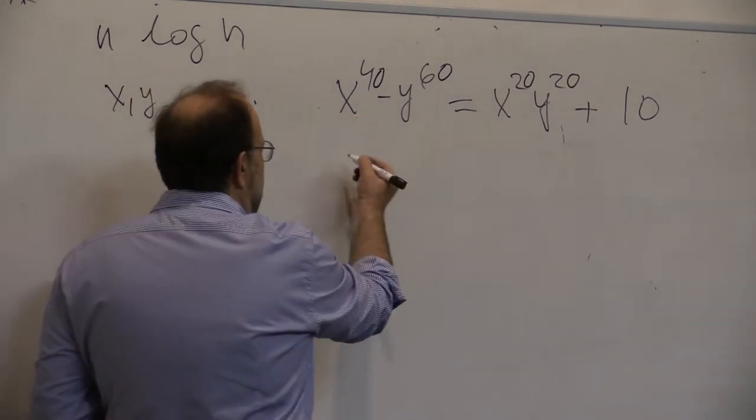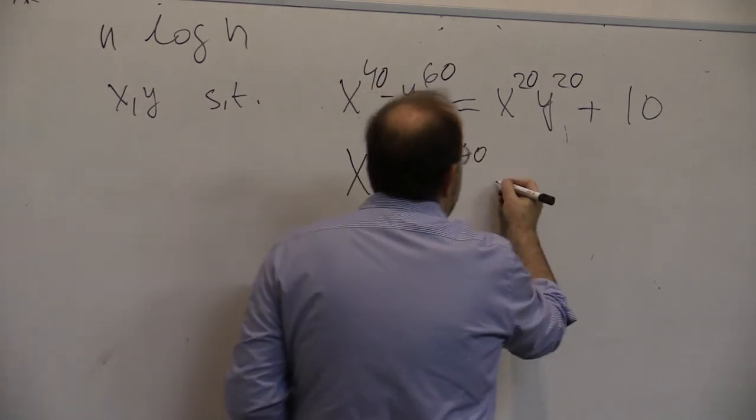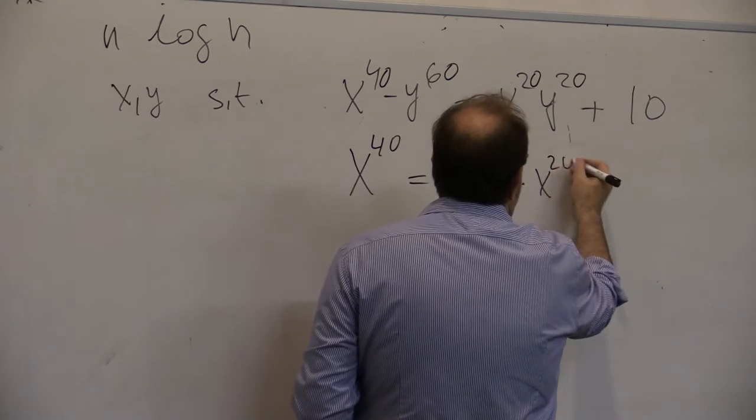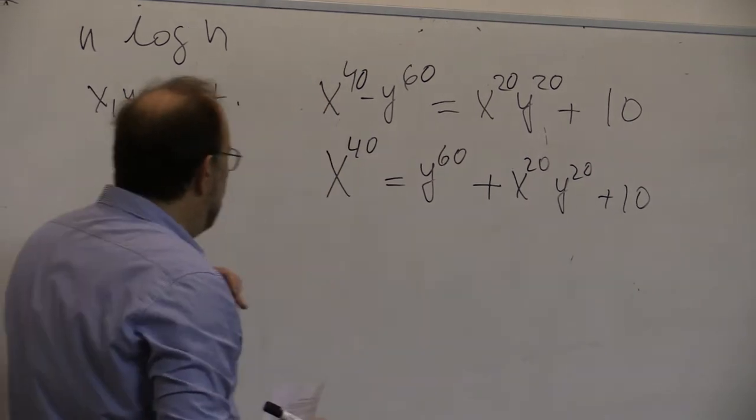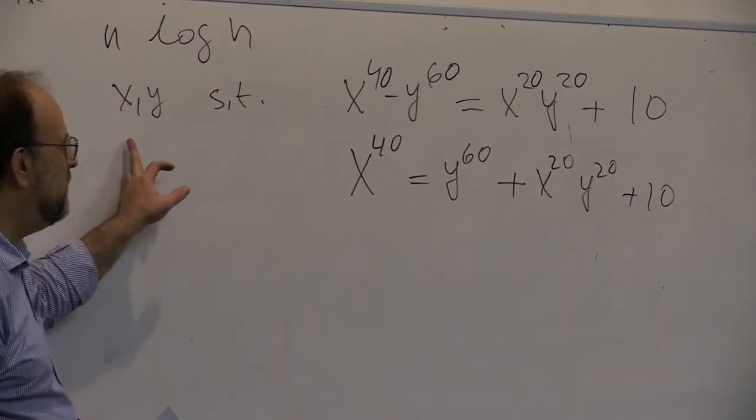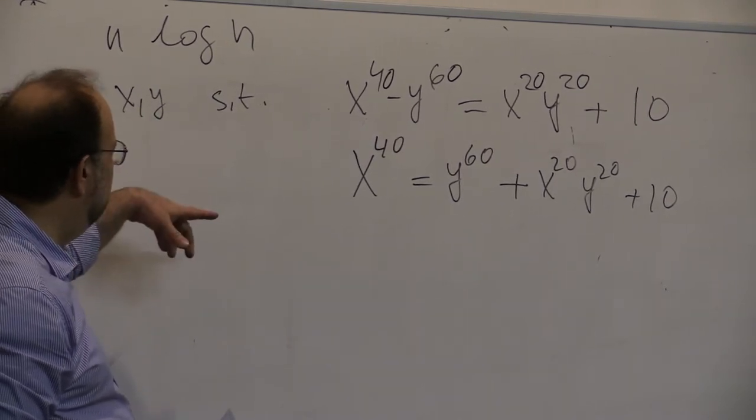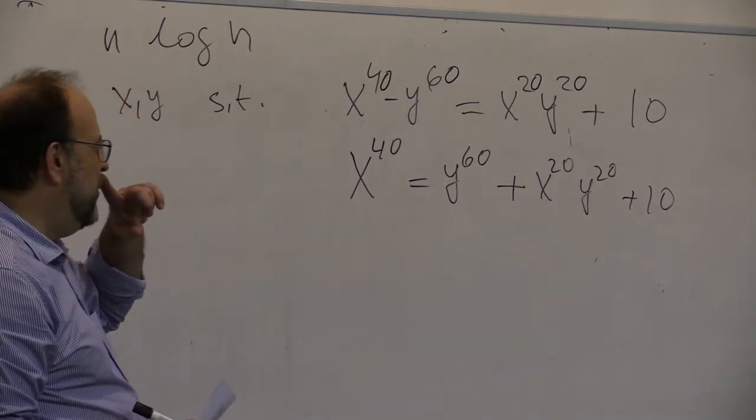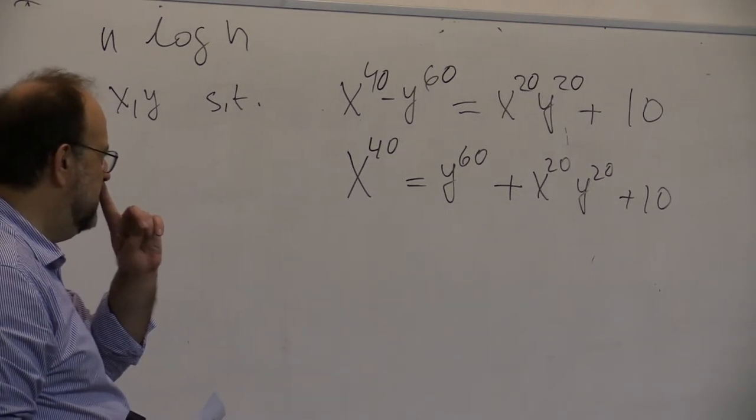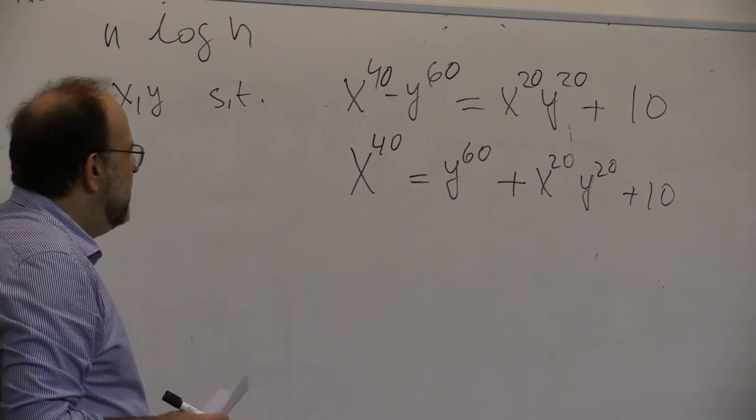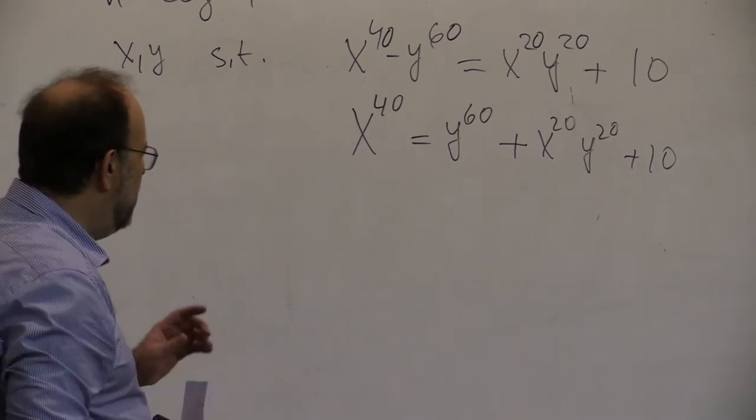So notice that this is equivalent to x to the 40 equals y to the 60 plus x to the 20, y to the 20 plus 10. Okay? So now I can range with x through all values, and what do I look for? So here is your array A. Which array do we form out of it?